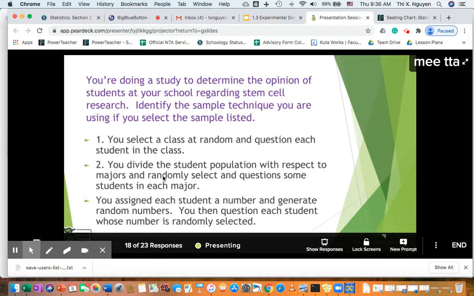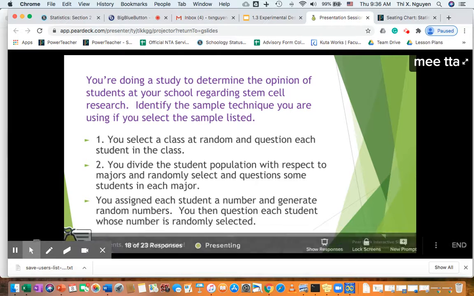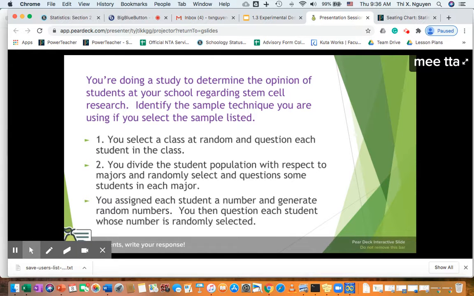Okay. Number 2, you divide and you question some students. Here's the thing. You don't do all of them, but you question some. The keyword is some students in each major. So number 2 is stratify. Stratify means I split into groups. In this case, I have different majors, and then I pull some students from each major. So this is stratify, right?